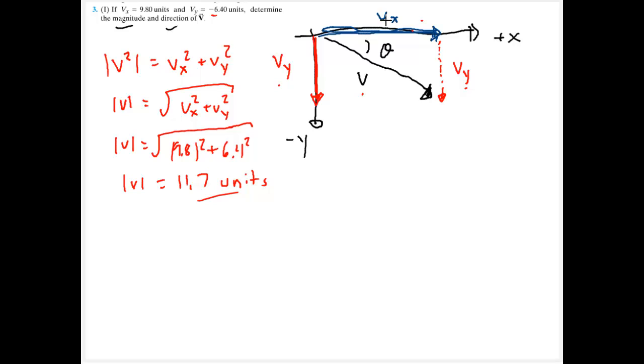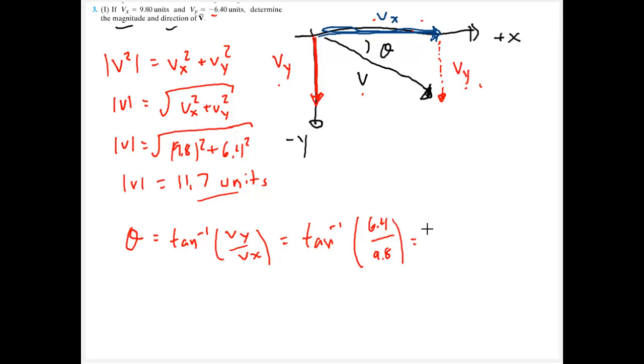Now I'm looking for the angle here. I know the adjacent side and the opposite side, so I'm looking at a tangent. The angle is going to be the inverse tangent of Vy divided by Vx. So that's going to be the inverse tangent of 6.4 divided by 9.8, and I'm going to get 33.1 degrees. And just to specify, that's going to be below the x-axis.